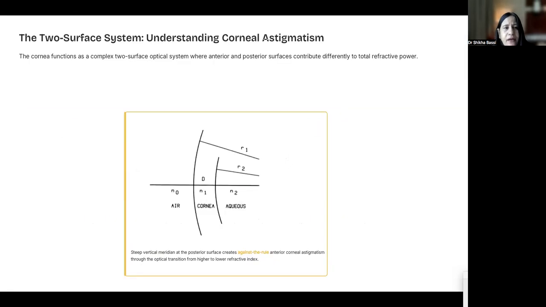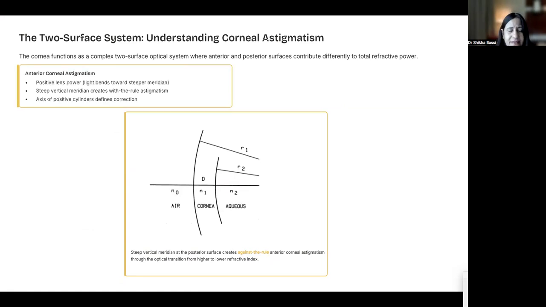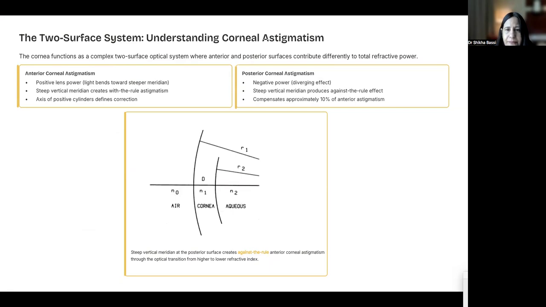So let's try and look at the two surfaces of the cornea. We know it has an anterior and a posterior surface. The anterior surface acts like a positive lens, and the steep vertical meridian creates with-the-rule astigmatism, requiring a positive cylinder to correct the same axis. Whereas the posterior corneal surface acts like a negative lens, and the steep vertical meridian produces an against-the-rule effect, which compensates about 10% of anterior astigmatism.